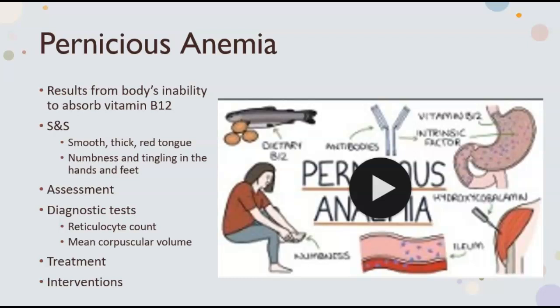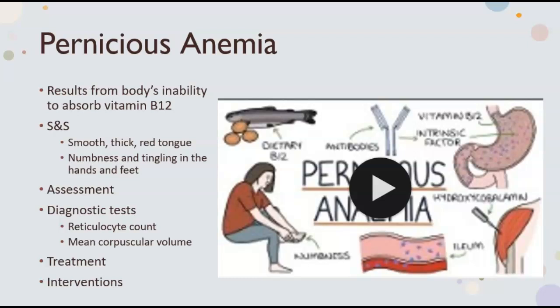Treatment is going to be that vitamin B12 replacement. It can be oral or injection. Usually at the beginning, it's going to be 1,000 units of vitamin B12 IM daily for 2 weeks. And then it will be weekly until the hematocrit comes back to normal. And then it's going to be monthly for the rest of their lives. So they have to have these vitamin B12 shots or oral replacement.